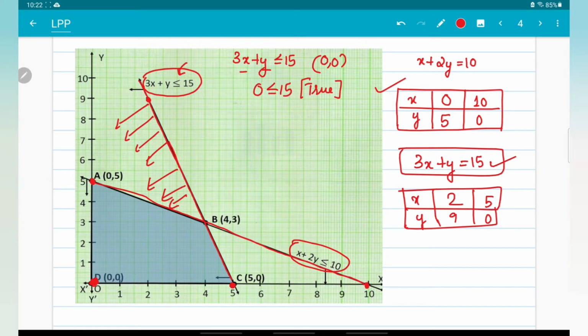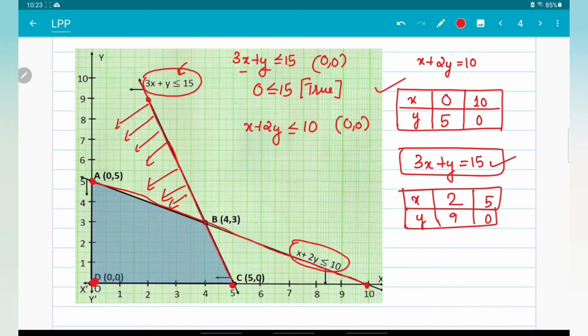Now we will take our next inequality, that is x plus 2y is less than or equal to 10. Again, I'm going to take the same point 0 comma 0 and check for its feasibility. You can take any point, suppose I take 2 comma 2 also. If I check the feasibility and the statement comes true, then you shade towards that point, and if the statement comes false, then you shade away from that point. So that is how you check.